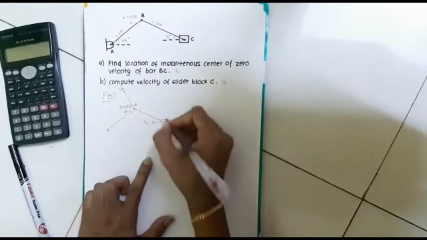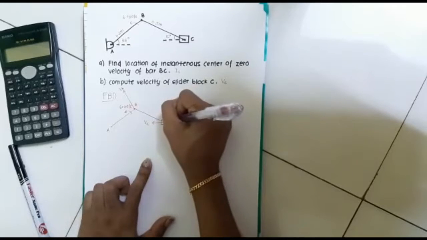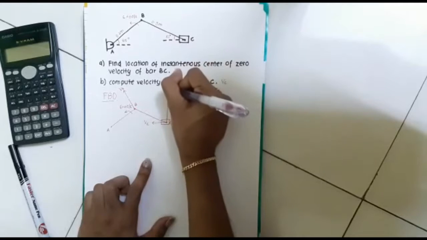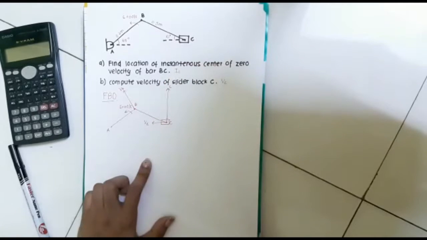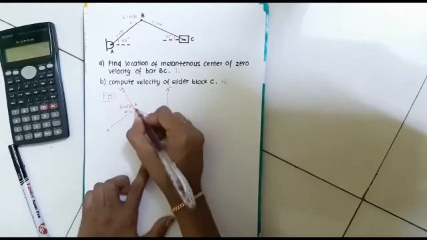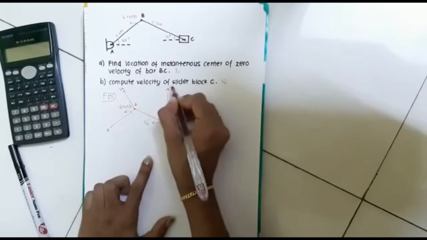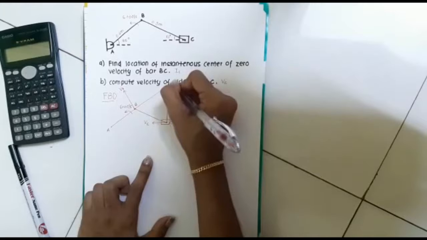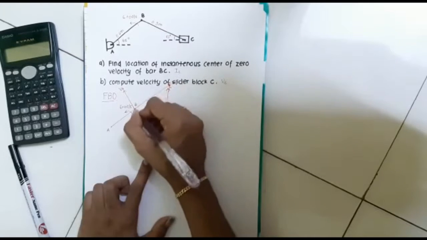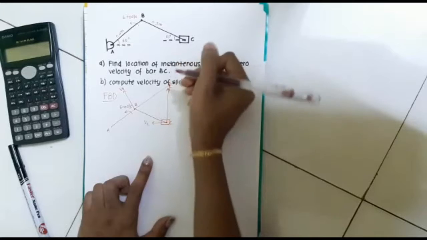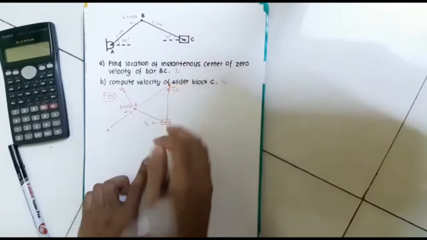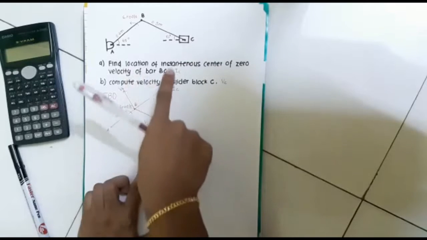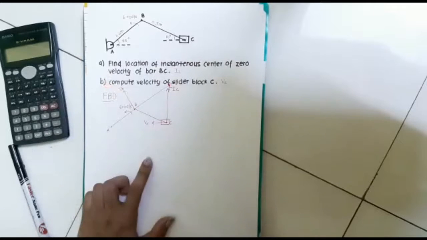Here we draw a line from C which must be perpendicular to VC. This is C. Now VB must be perpendicular to the link, therefore we draw another line here. So, we will find an intersection between the line from B and the line from C, which we denote as the IC. IC is the intersection of the 2 lines, which we denote as the instantaneous center of zero velocity.